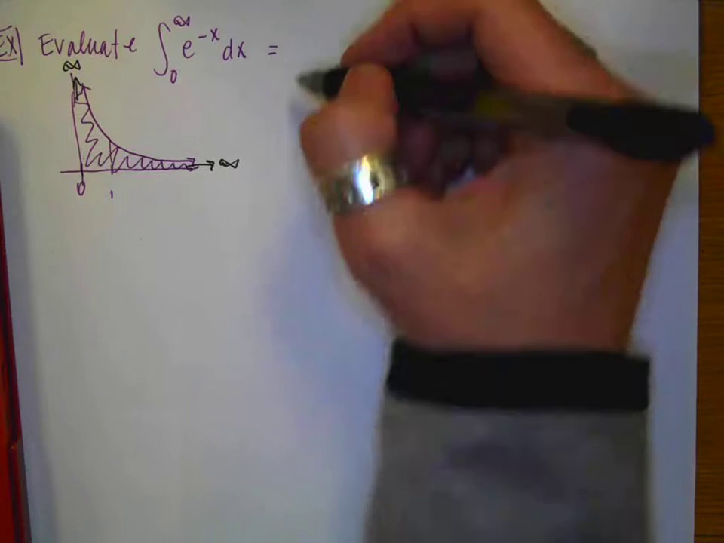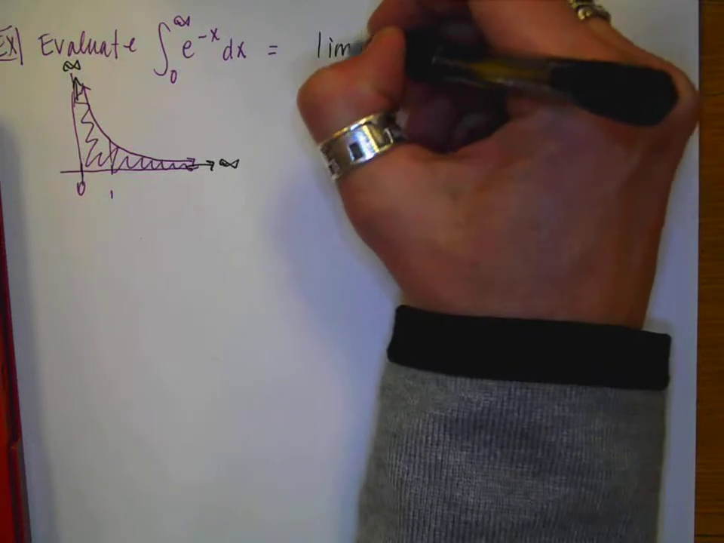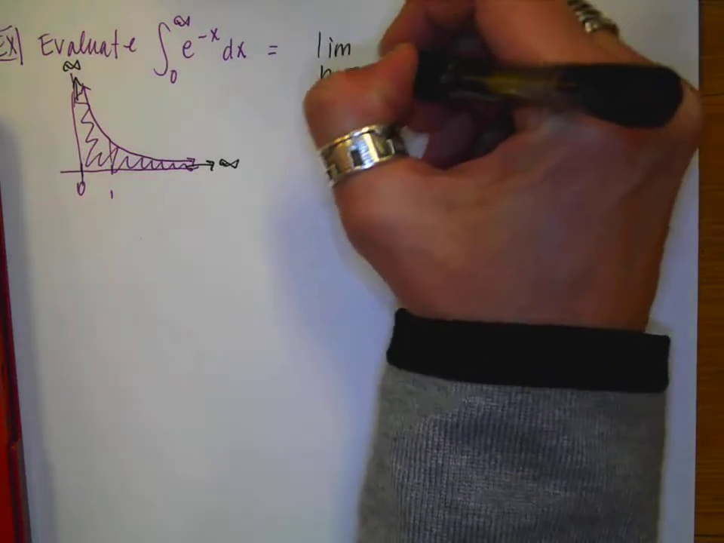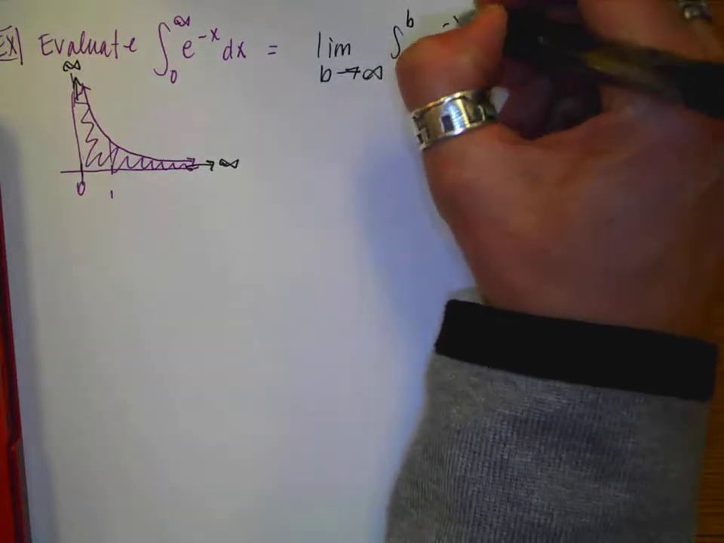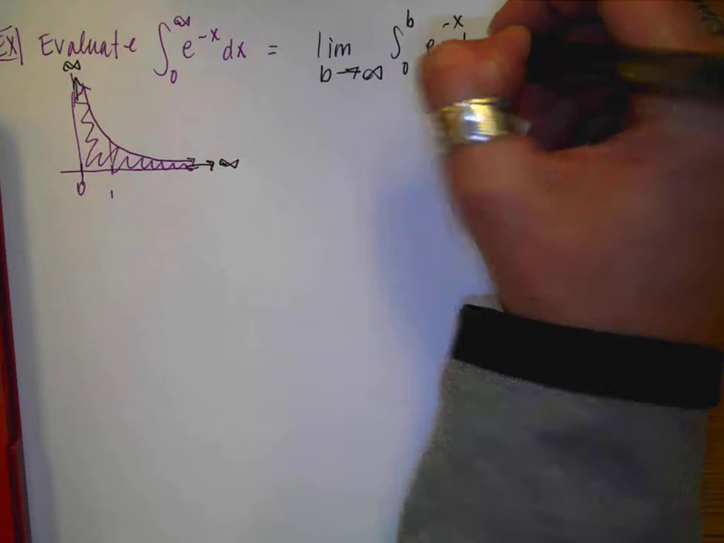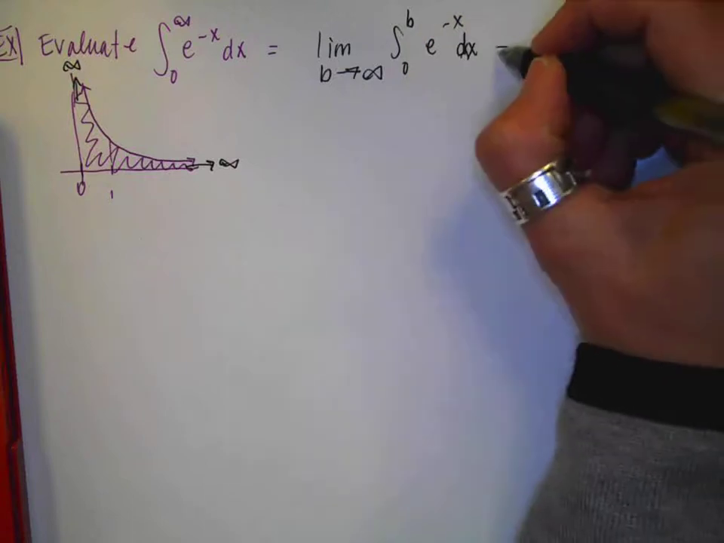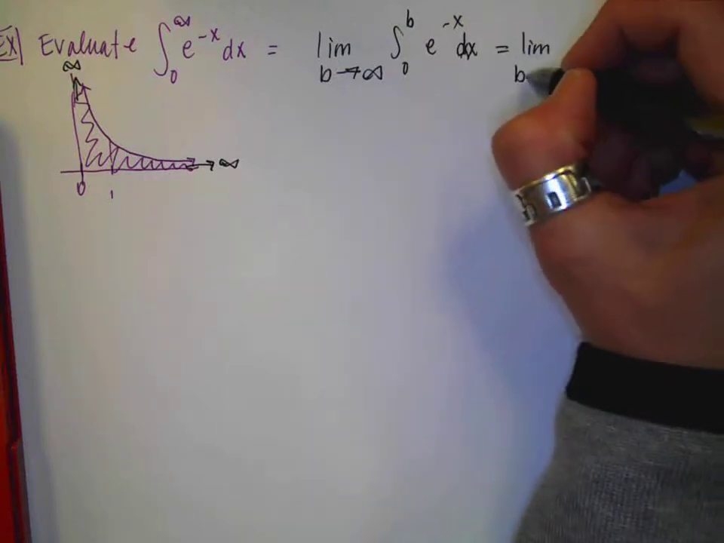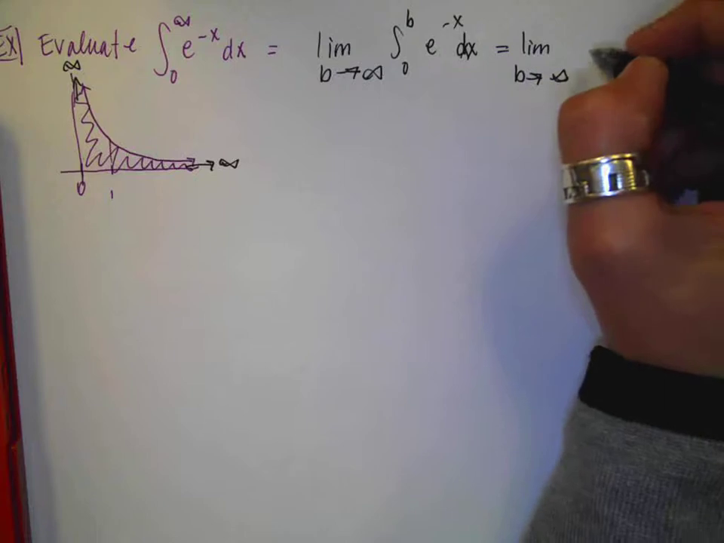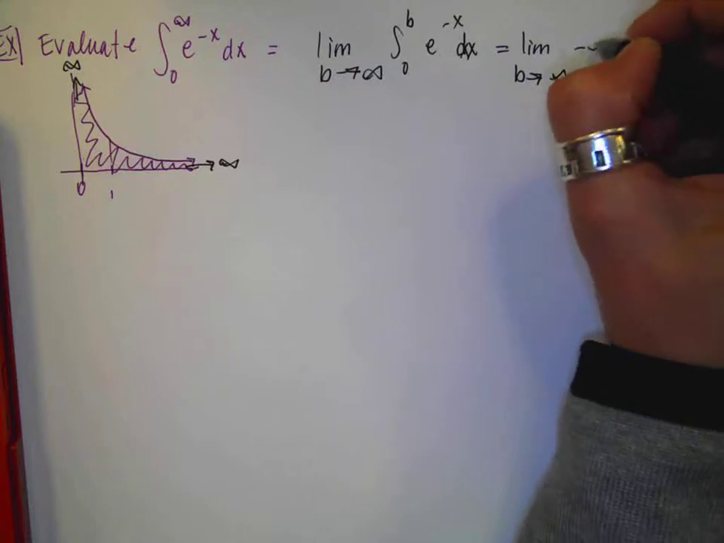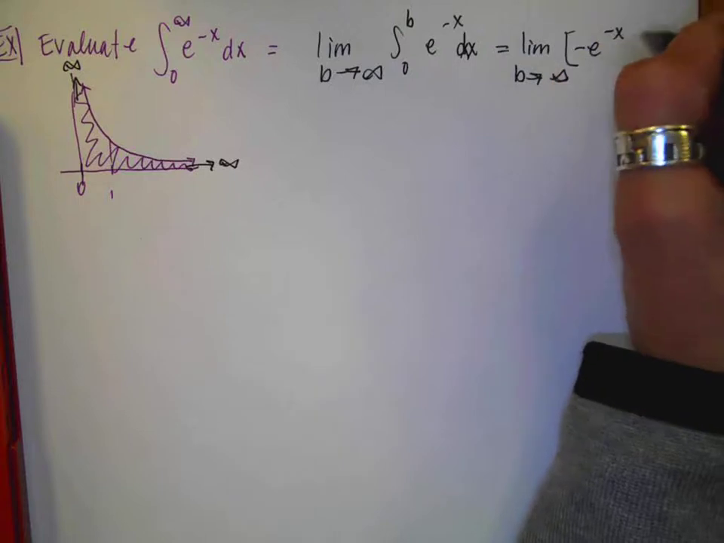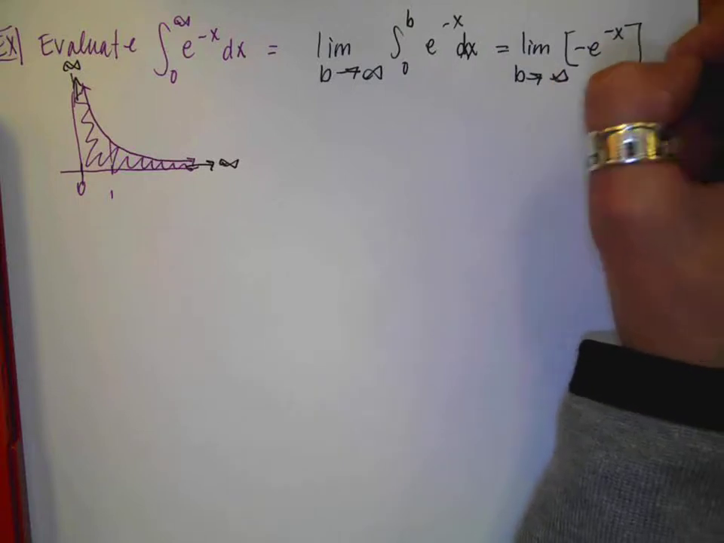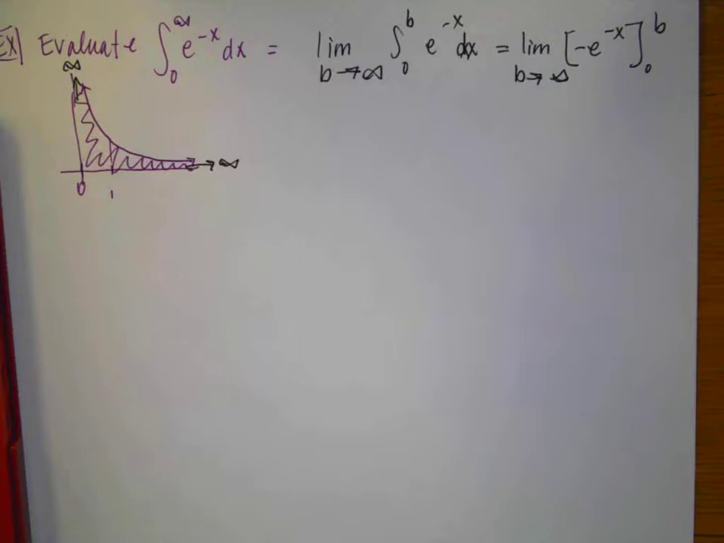Alrighty. So I am going to write this as the limit as b approaches infinity of the integral from 0 to b of e to the negative x. Oops, I forgot my dx. And this is going to be the limit as b approaches infinity of a negative e to the negative x evaluated from 0 to b. Okay?